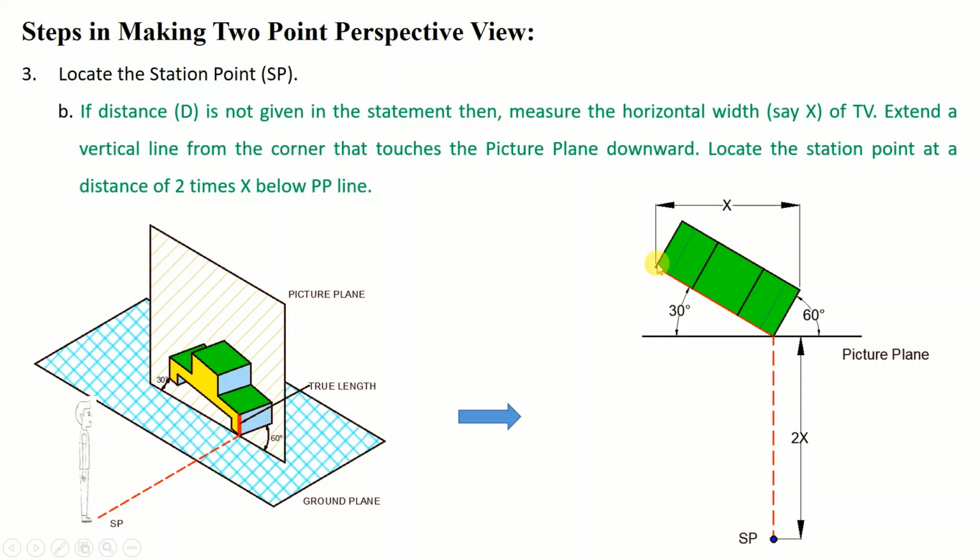That is, we just find this diagonal width of the top view. Now to locate the station point, we draw a vertical line from this corner of the top view, and along this line we move a distance which is equal to 2 times this horizontal width, that is 2x. So this point here is the station point.